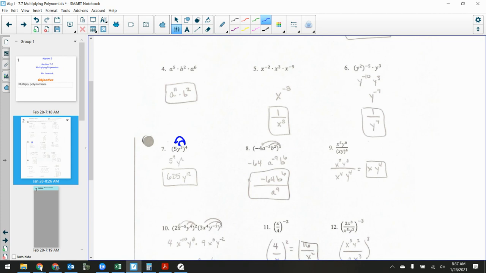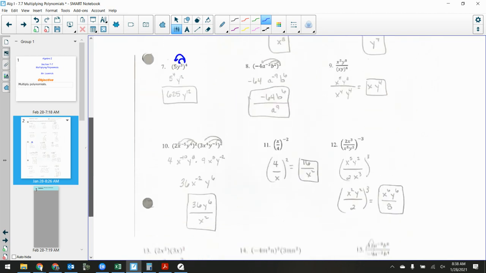Don't forget to distribute the power: x to the 4th, y to the 4th, and then subtract the exponents, because remember, when we're dividing, we subtract the exponents. That should be x times y to the 4th. 5 minus 4 is 1. 8 minus 4 is 4. Here's 10, 11, and 12. Looks like 13, 14, 15, kind of blurry there.